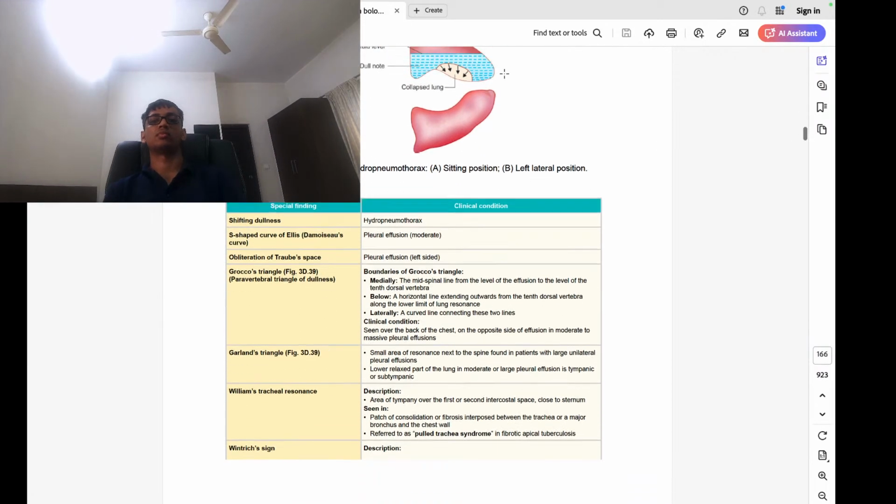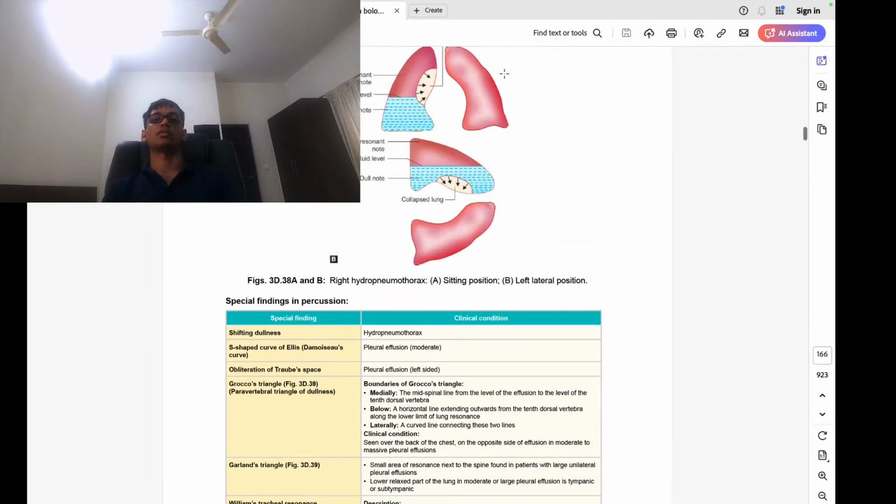Then sitting position, left lateral position. This will come here and here. The lungs will be collapsed. Either way, the lungs will be collapsed.